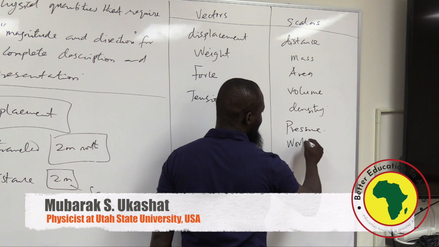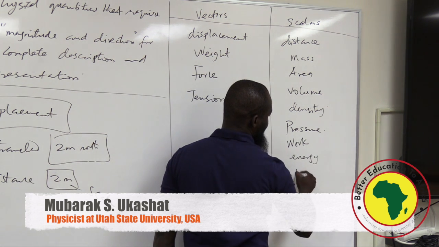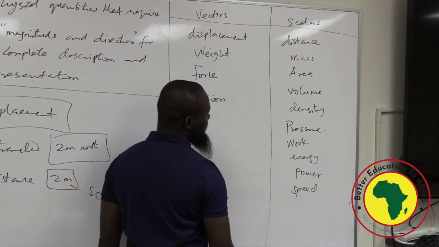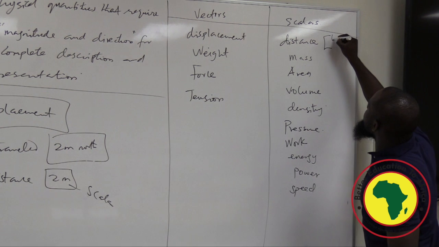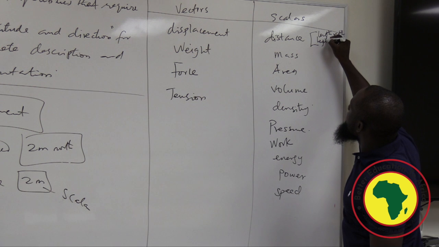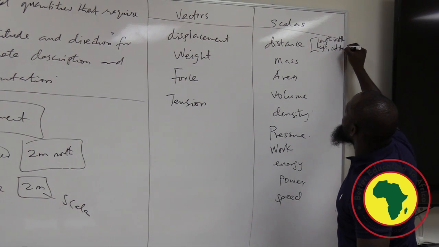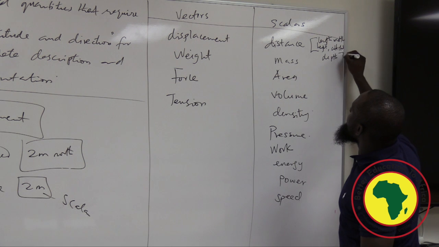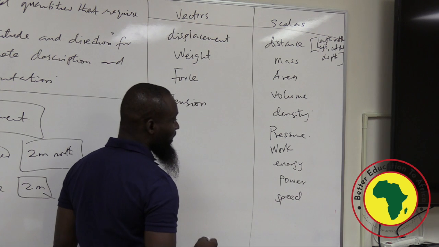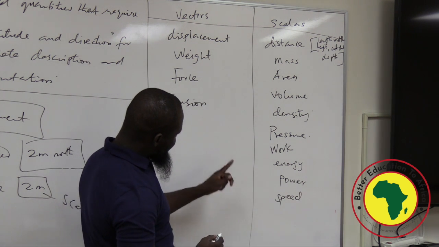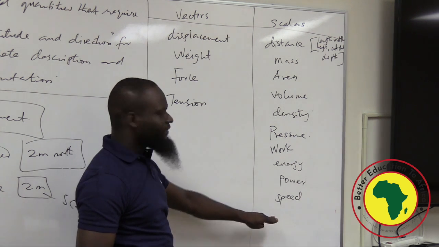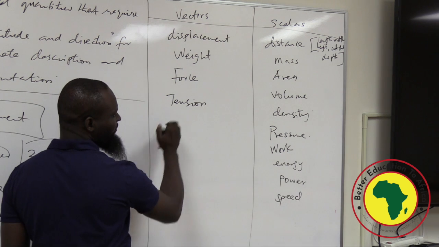We have work, energy, power, speed. And when we say distance, all forms of distance, length, width, height, altitude, depth, these are all scalars. They all fall under distance. So work, energy, power, speed, these are all examples of scalar quantities. Is that okay? Now here for vectors, we have tension, okay?